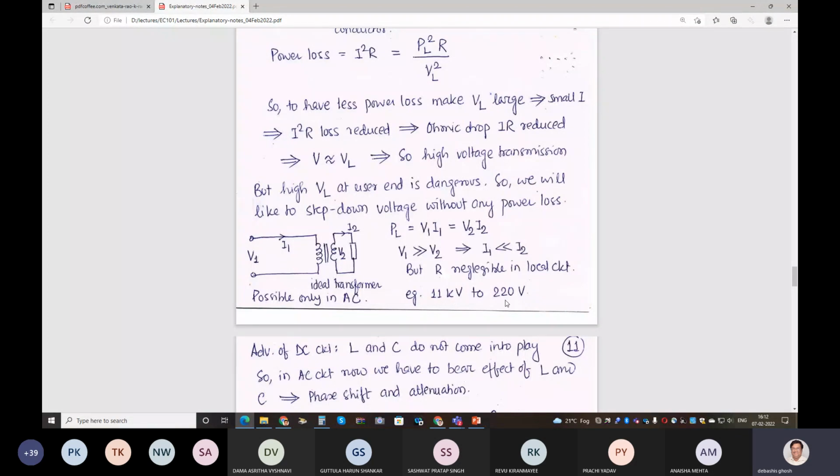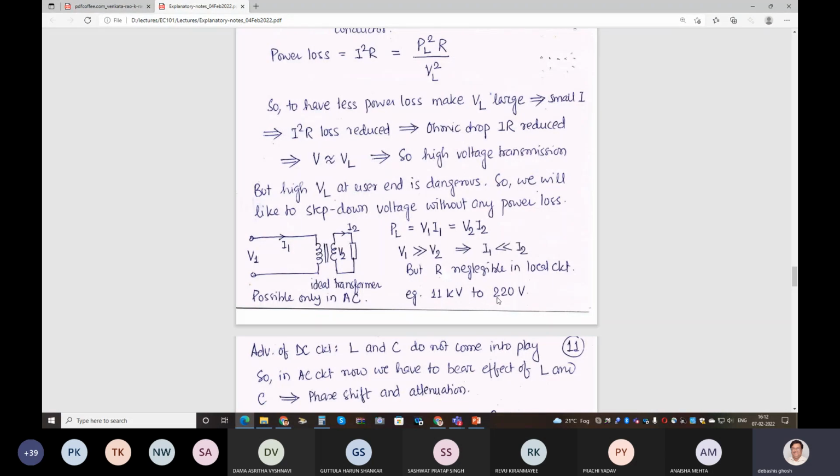Okay, whereas at home we have it as 220 volts. So you can find out the 11 kilo is to 220. This will be the number of turns in the primary side and the secondary side. This type of transformers you might have seen in your neighborhood, somewhere on the roadside, where the step down of the voltage takes place. Okay, 11 kV to 220 volt, something like that.